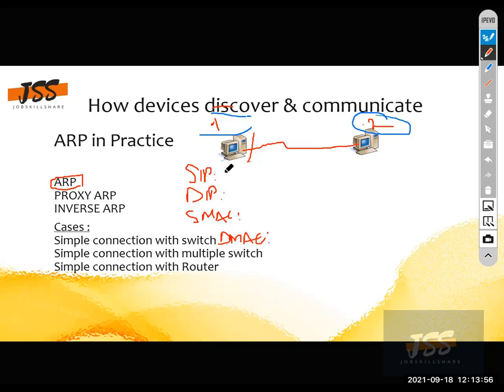The source IP is .1. Yes. What is the destination IP? .2. Yes. What is the source MAC? We're going to do ipconfig and get it, whatever the MAC address of this one is. Let's say this is A for this one. Okay, this is the MAC address of this one.